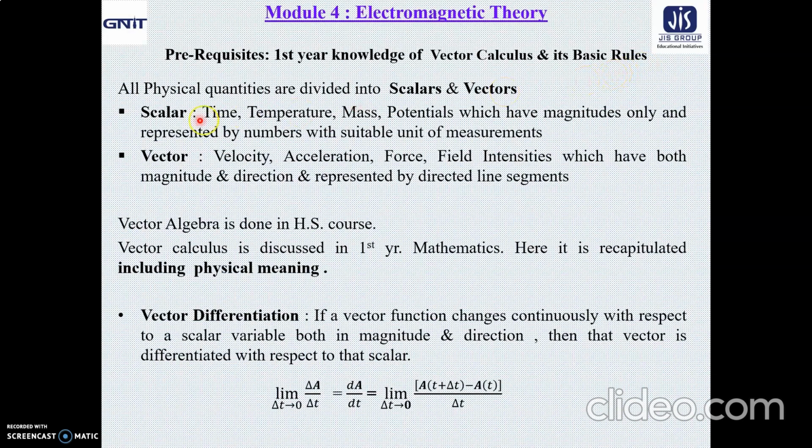Now to start with, we all know that all physical quantities surrounding us are divided into scalars and vectors. Time, temperature, mass, potentials, which have magnitudes only and are represented by numbers with suitable units of measurement, are known as scalar quantities. On the other hand, velocity, acceleration, force, field intensities, which have both magnitude as well as direction and are represented by directed line segments, are called vector quantities.